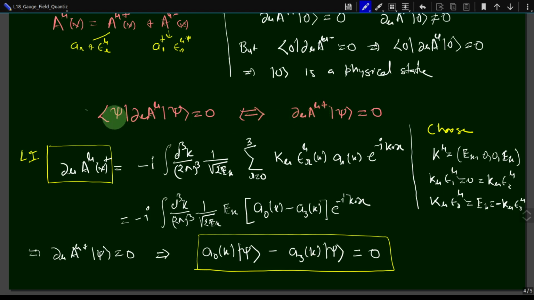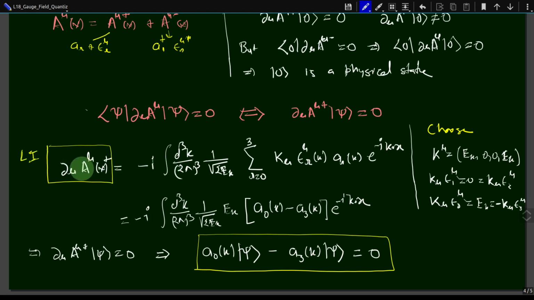So satisfying this condition is the same as asking for this condition; it is a one-to-one correspondence. That's why it is implied by and implies. So I can simply demand this condition, which is ∂^μ A_μ^† (the positive frequency part) acting on some state is 0. So let's first compute this operator. What does it look like? And we note that it is a Lorentz invariant operator.